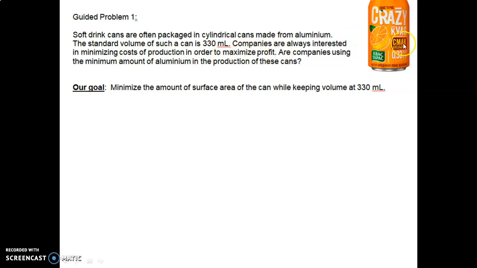So they want to use as little of the material for the surface area as possible, but maintain the same volume, right? So what is the minimum amount of aluminum they can use? So we are trying to minimize the surface area this time. Let's begin by reminding ourselves what the formulas for volume and surface area of a cylinder are.